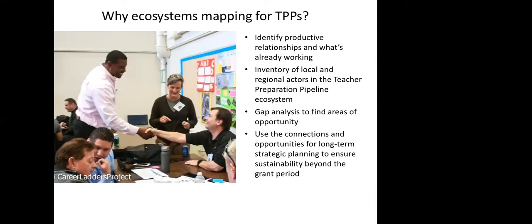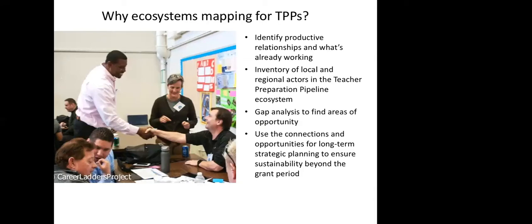The other piece is to think about locally and regionally other actors in your teacher preparation pipeline ecosystem. So are there other organizations out there that are doing similar work that maybe you're not working with yet, but you could be in the future? These are some questions to start asking yourself, and these could be good questions to ask your current partners, because they might have partners or organizations within their own ecosystems where there could be some opportunities for alignment.